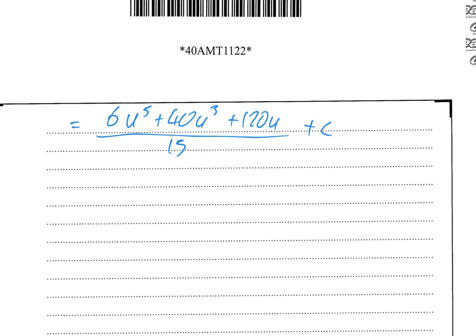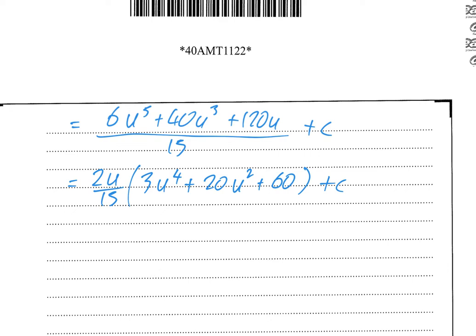Okay, now still I'm going to tidy this up. Top line, what I could pull out is just a 2 and a u. And I'm going to write my 15 over here on the bottom line. And what I'm going to have inside is 3u to the power of 4, and if these are even powers, you'll see why in a wee second. This makes life so much easier for us. Then 20u squared, and then plus 60, and then plus c.